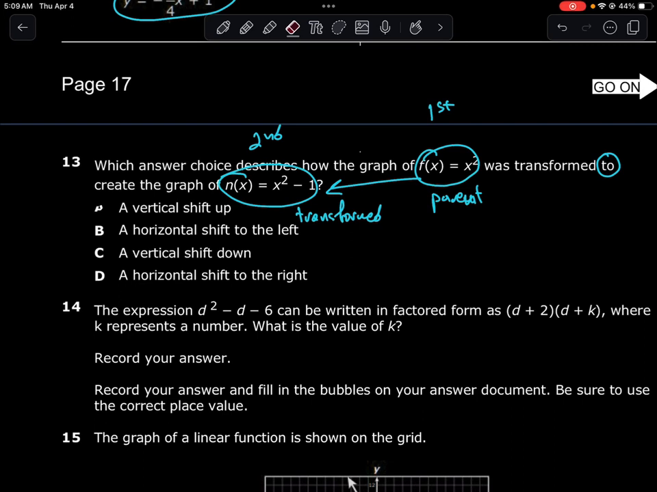Let's see what A is. A is a vertical, and we know it's going down, but it's going to go up, so that's not it. Horizontal, the moment you see horizontal, you know that this is wrong because what you got here is vertical. A vertical shift down, that looks correct. Let's read the next one just to make sure. A horizontal when it's not horizontal, no matter what it says after that. How can I make sure?